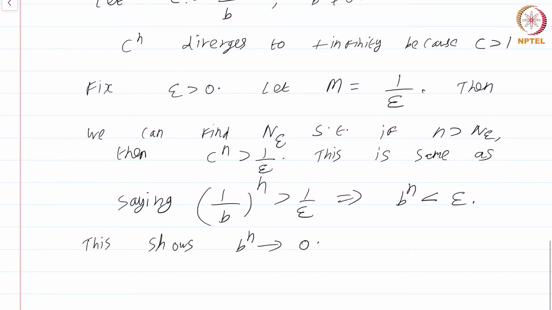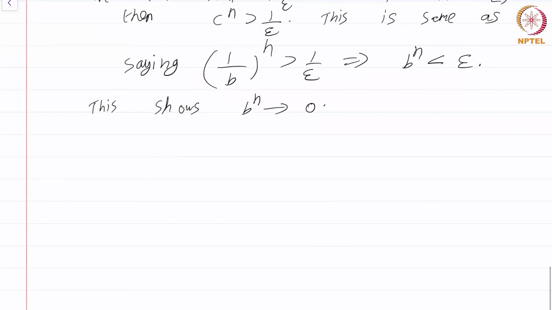Okay, let me summarize what it is that we have shown. We have shown that if b is greater than 1, then b power n diverges to plus infinity.